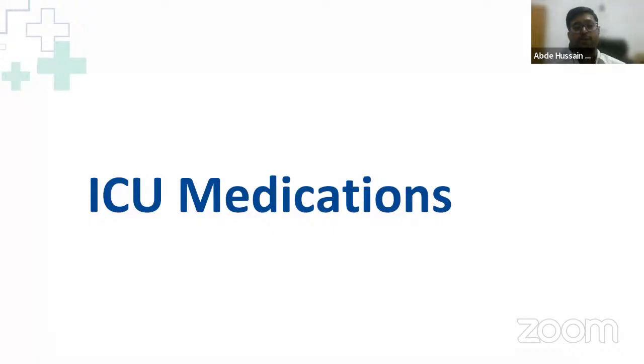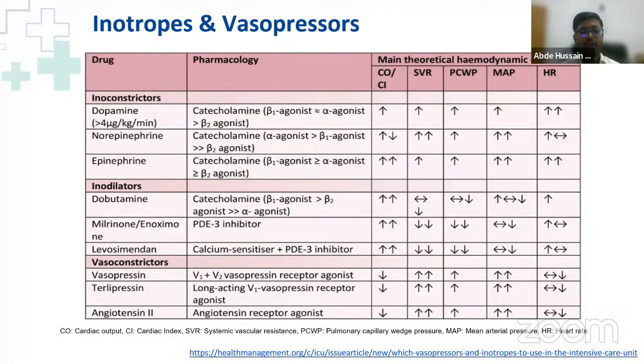So now, the know-how of the ICU medications that are used. First are the inotropes and vasopressors. We can see how they are affecting the hemodynamic parameters. That is one very important thing to know about the various inotropes that we use in an ICU. It can change according to the condition and the type of hemodynamic targets that we have set.